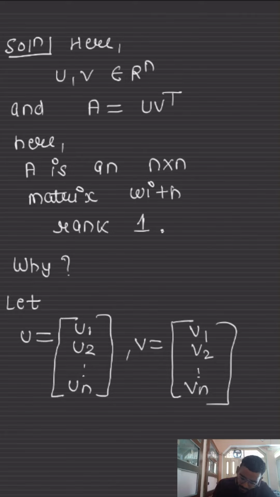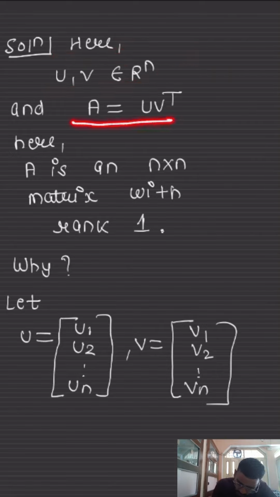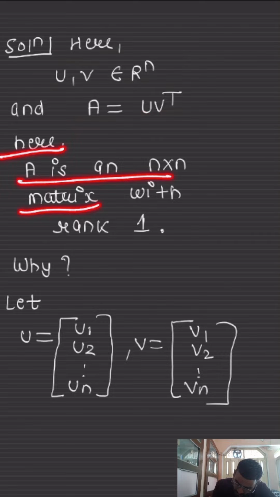Now moving on to the solution. Here we have U, V both as n-dimensional vectors, and we have A equal to U V transpose, which is the outer product of U and V. Now if we carefully see, A is an n cross n matrix with rank equal to 1. Why? We will see.